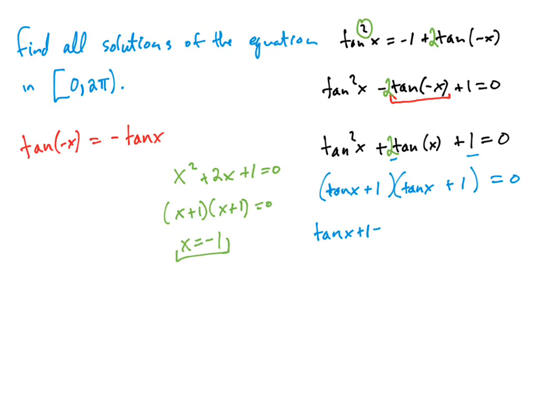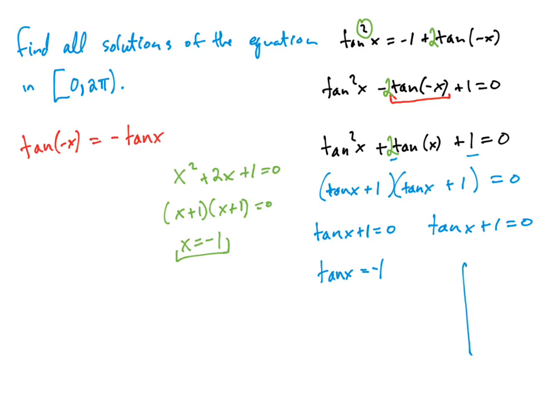So we're going to get two equations. Tangent of x plus 1 is equal to 0, and tangent of x plus 1 is equal to 0. These are both the same, so we really only need to solve one of them. So you end up with tangent of x is equal to -1. So we want to know the tangent of what angle is equal to -1.